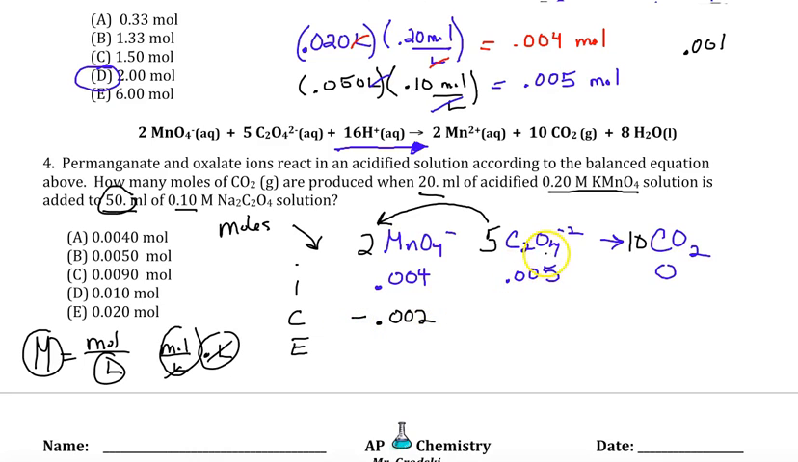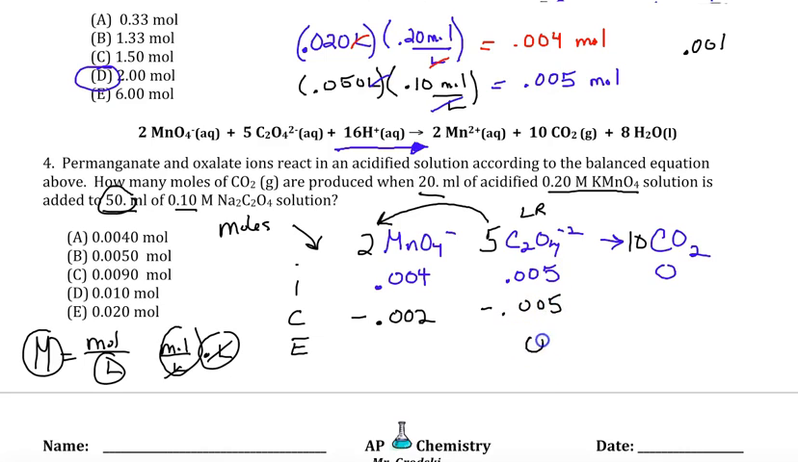The question is, do I have enough of the permanganate ion to make all of this disappear? And the answer is yes. I need 2/5, right? And I have more than enough. So I know that this is my limiting reagent, and therefore I'm going to lose all of it.